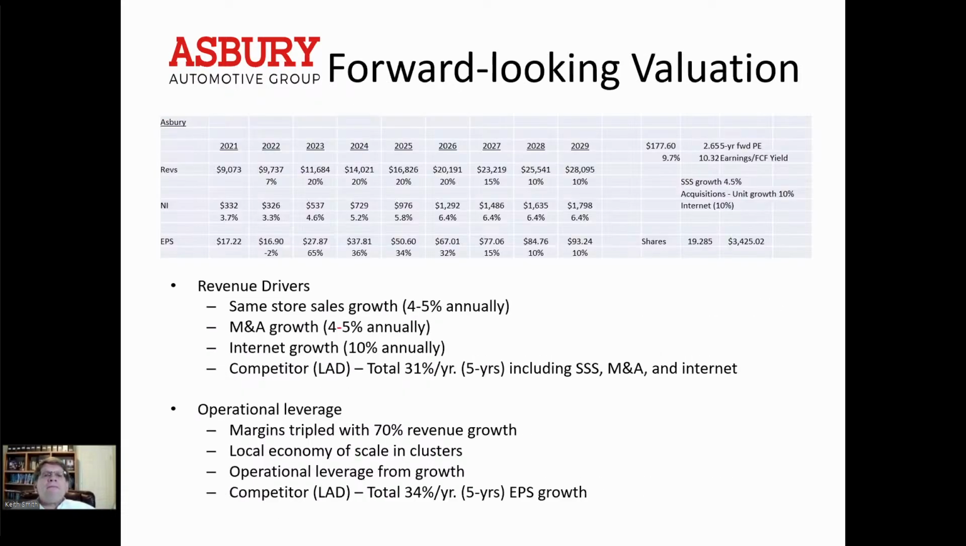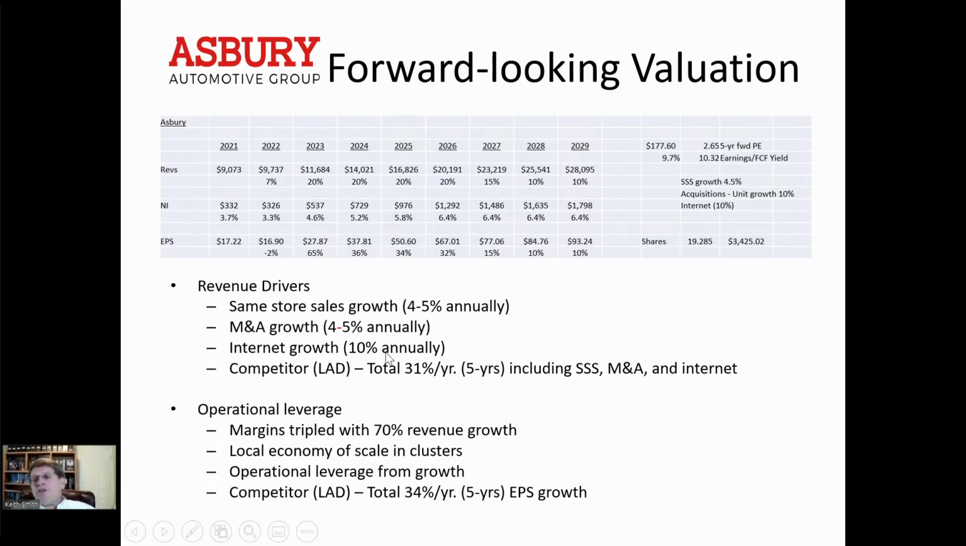So we'll go into what we had mentioned before. Here's the forward-looking valuation. Right now, they expect to get 20% sales growth. The way they build it up is 4 to 5% same-store sales growth. If you take a look historically, the same-store sales growth has probably been 3 to 4%. M&A growth is 4 to 5% annually, which, if you look at the 7 to 8% revenue growth, gets us close, maybe at the high end, but in essence it's still within the ballpark of what they've historically done.